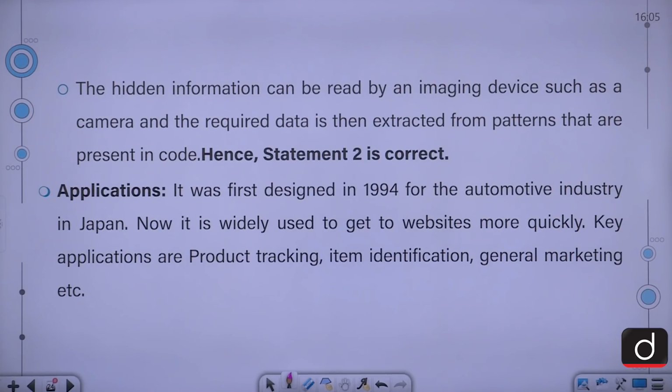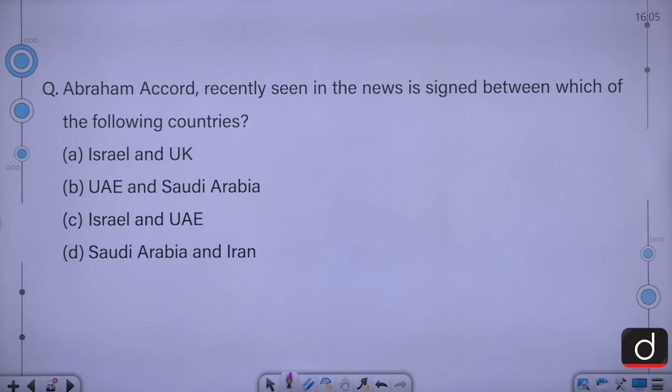If we talk about its application, it was first designed in 1994 for the automotive industry in Japan. Now it is widely used to get to websites more quickly. Key applications are product tracking, item identification, general marketing, etc.